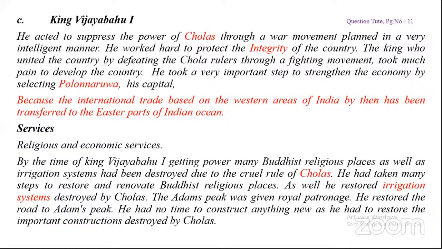Due to the cruel rule of the Cholas, he had taken many steps to restore and renovate Buddhist religious places. As well, he restored irrigation systems destroyed by the Cholas. Adam's Peak was given royal patronage, and he restored the road to Adam's Peak. He had no time to construct anything new as he had to restore the important constructions destroyed by the Cholas.